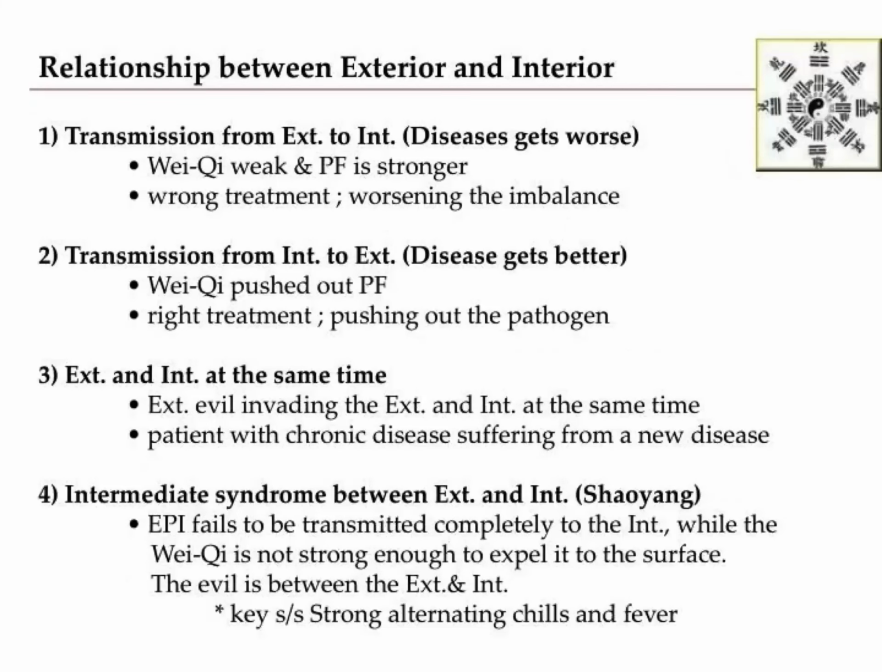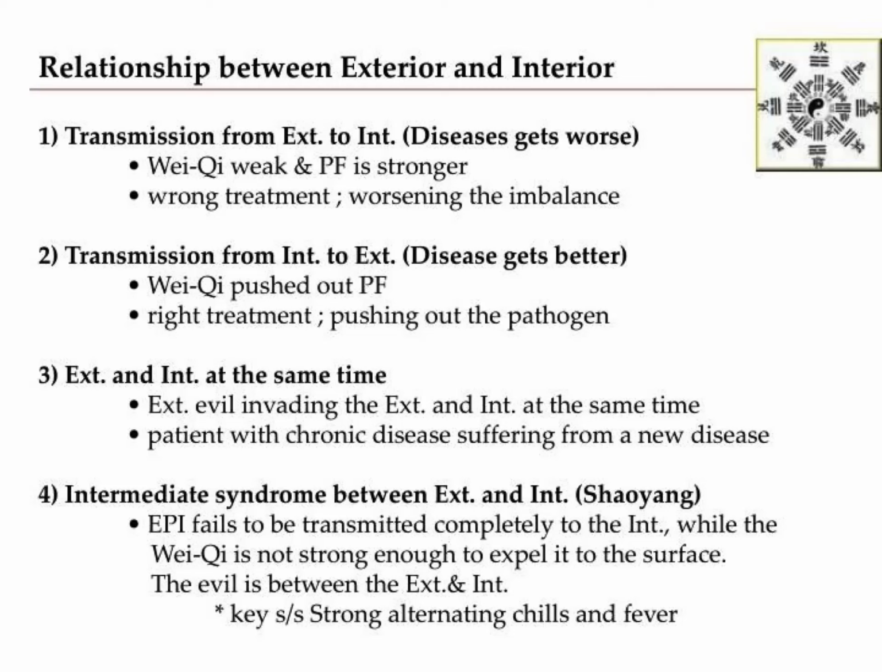Relationship between exterior and interior. Transmission from exterior to interior is where diseases get worse, because wei qi is weak and the pathogenic factor is stronger. If an exterior condition becomes an interior one, it could be a wrong treatment, meaning you're worsening the imbalance.